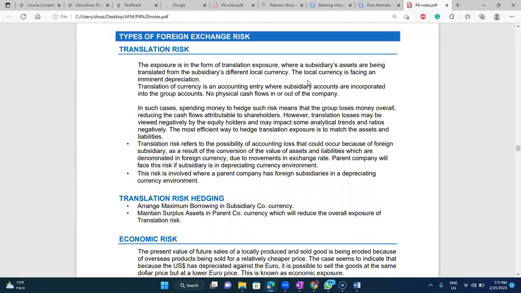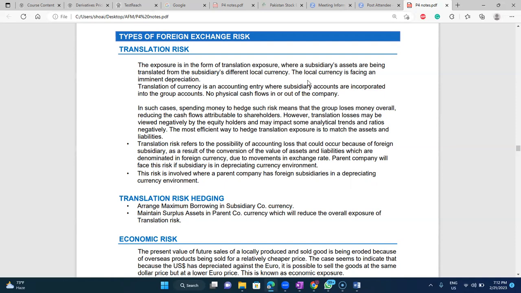Now, translation risk, economic risk, and transaction risk are very important. In one of the past papers, the examiner asked all the data about translation, transaction, and economic risk. I still remember even the December attempt question was almost like a copy of that question. The question name is Lignum Company. It's a previous attempt question, an old question, but the December 2022 question has much similarity to it.